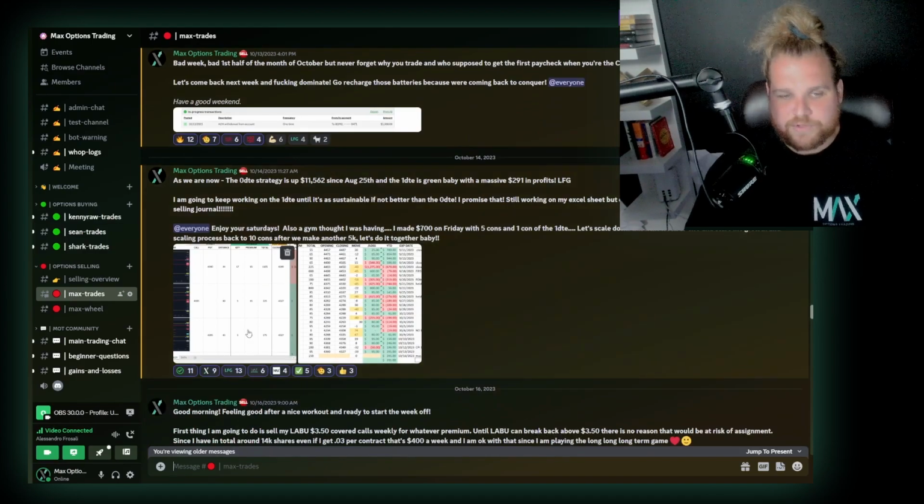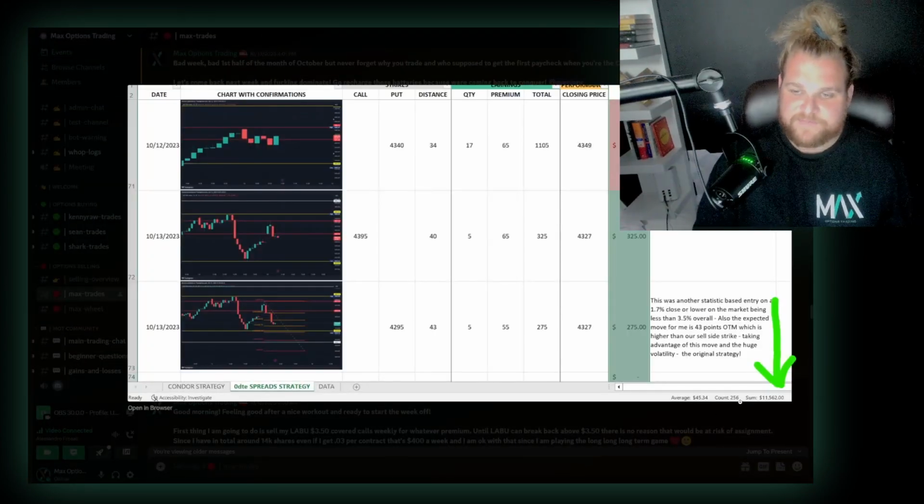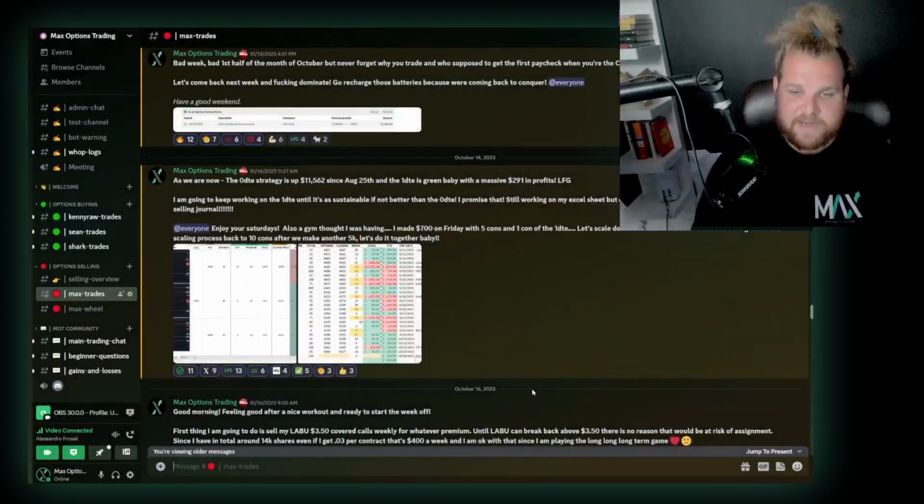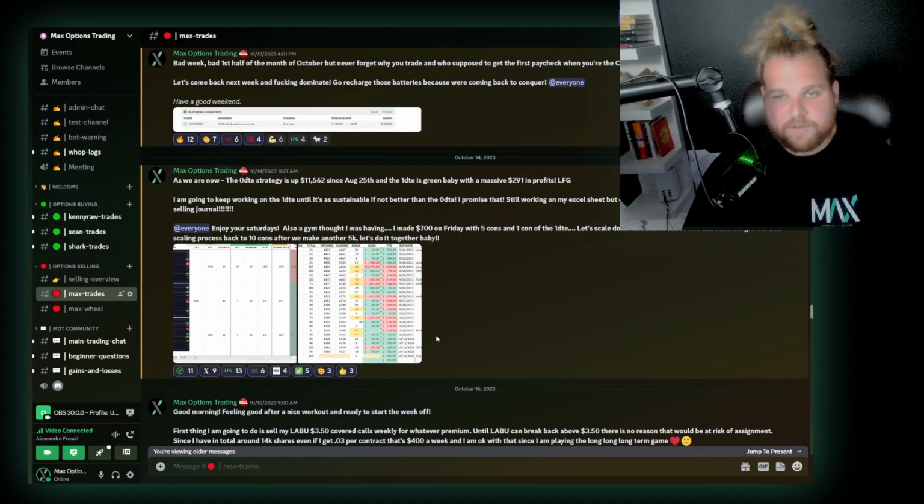As we are now, we checked our logs. We were only up 11,562 now on the zero DTEs, and we were green 291 on the one DTEs, overall giving us a nice little 11,800-ish in total profit.